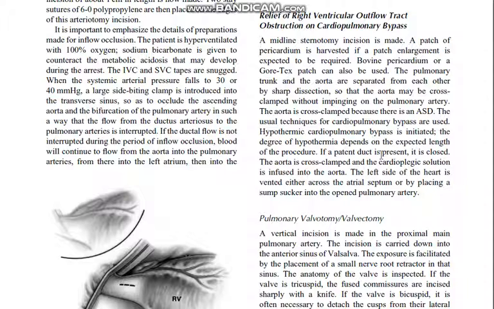If a patent duct is present, it is closed. The aorta is cross-clamped and the cardioplegic solution is infused into the aorta. The left side of the heart is vented either across the atrial septum or by placing a thumb sucker into the opened pulmonary artery.